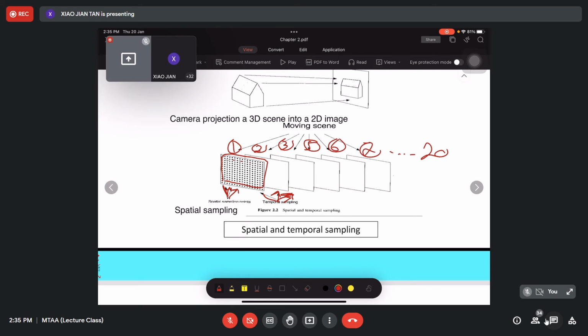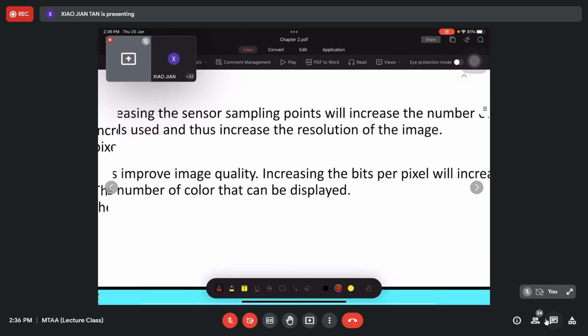So the information with regards to 1, 2, 3 until 20 would be the temporal sampling. And the pixel values in one image, which means the first pixel, second, third, fourth, fifth, and so on until the very last pixel, this is known as spatial sampling. So you have to know the difference between spatial sampling and temporal sampling. Basically, spatial is talking about the space, and temporal is talking about the time dimension.